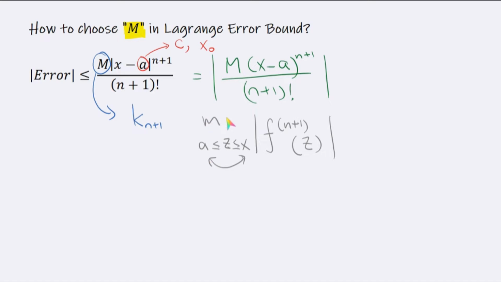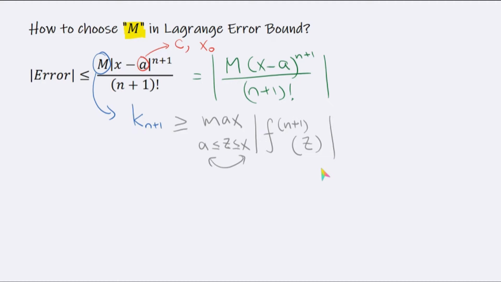So here, our k sub n+1 or m is an upper bound of the absolute value of the n+1th derivative of f, which means the value that you pick for m, or k sub n+1, should be a number that is greater than or equal to what I just wrote down in gray here.